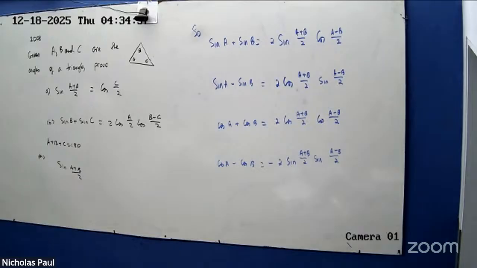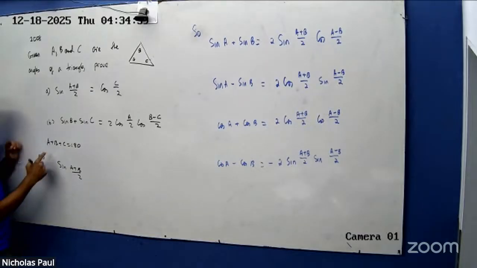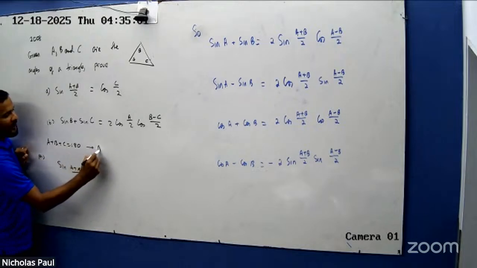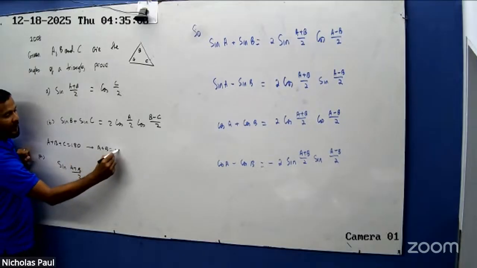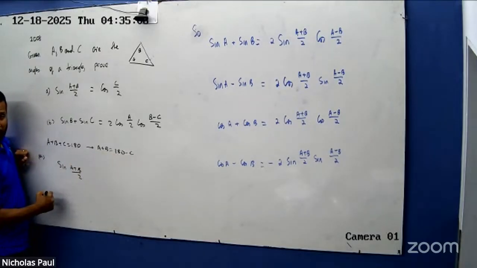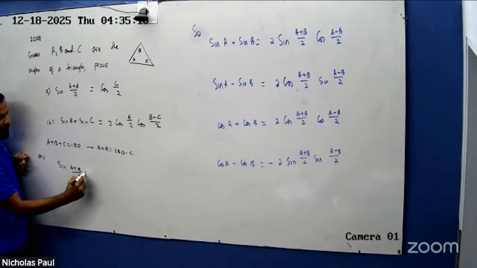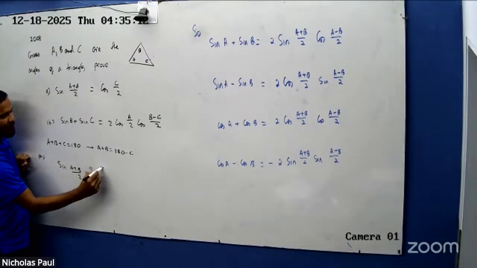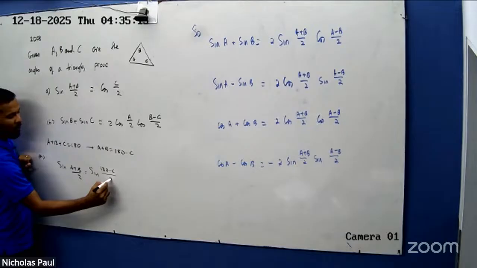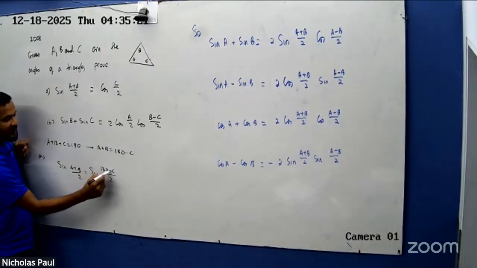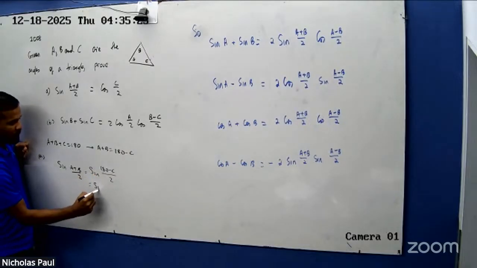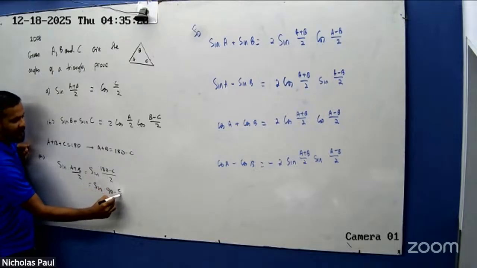Right, so what is A plus B? What is A plus B? That'll be 180 minus C. So I don't want to write this anymore. I would like to write 180 minus C all over 2, and see how that will help you. Simplify it. What is 180 minus C on 2? Sine 90 minus C on 2.